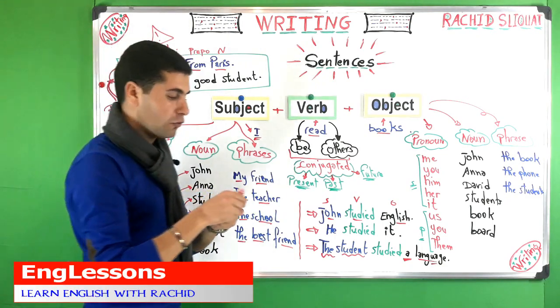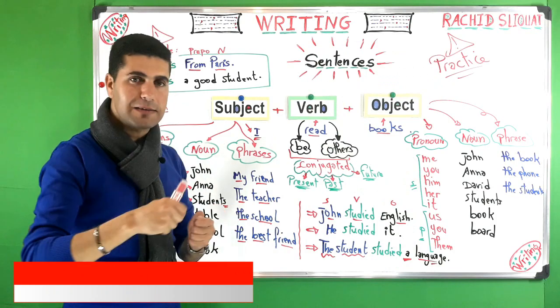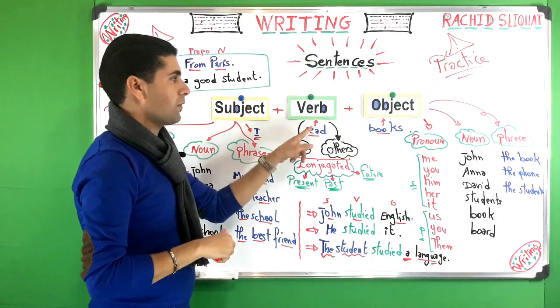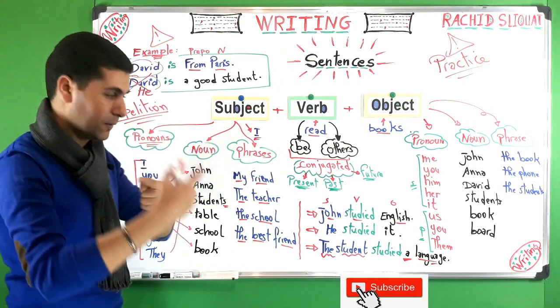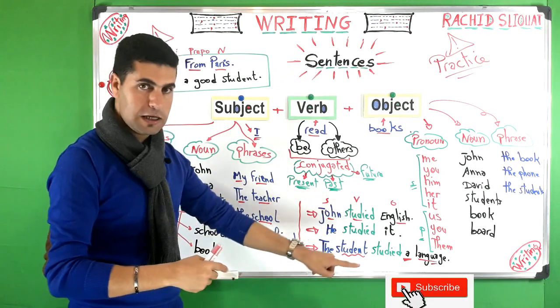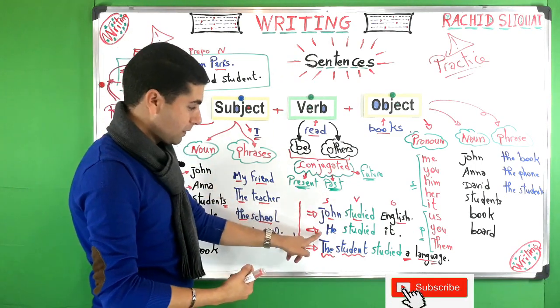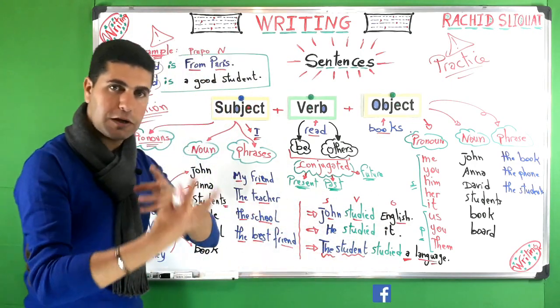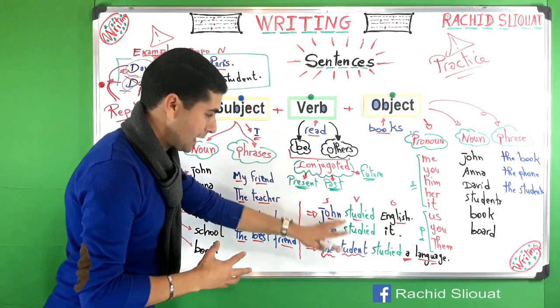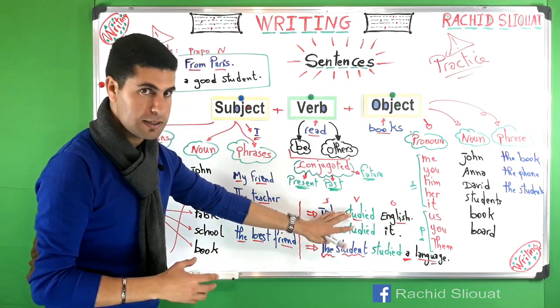So don't forget to practice. Try to write sentences with subject, verb, and object. And when you write subject, verb, and object, try to replace, like here, for example, John studied English. We replace John. We can say he studied it, or the student studied a language. So try to practice this again and again, like what I did here.